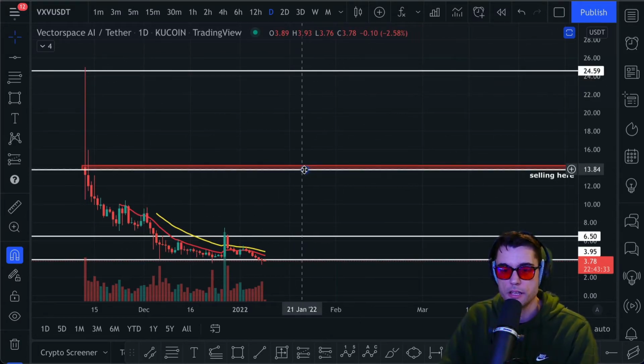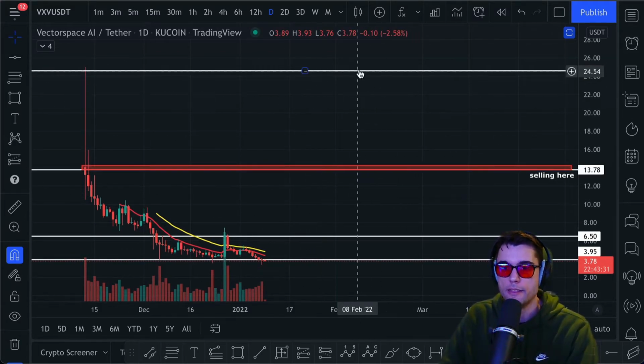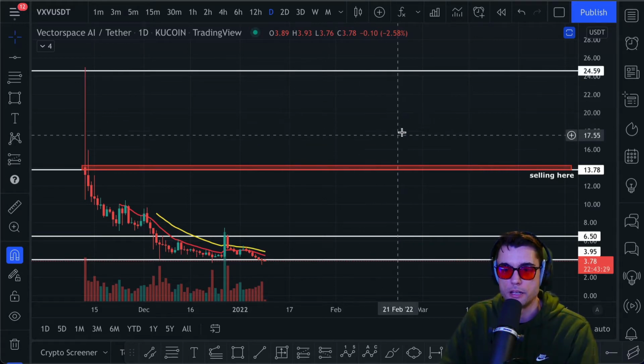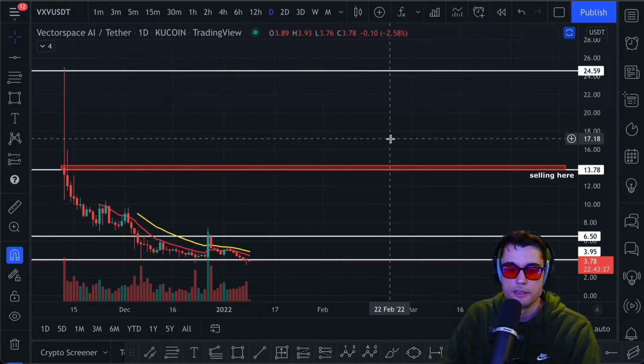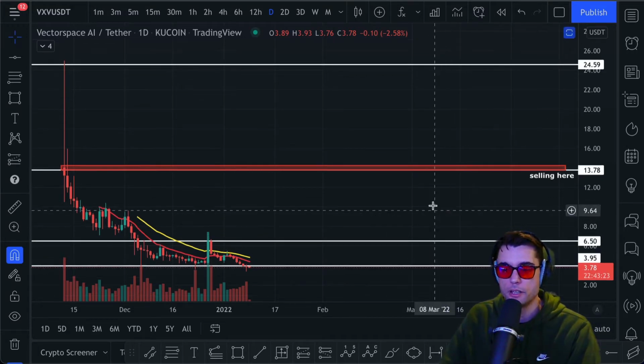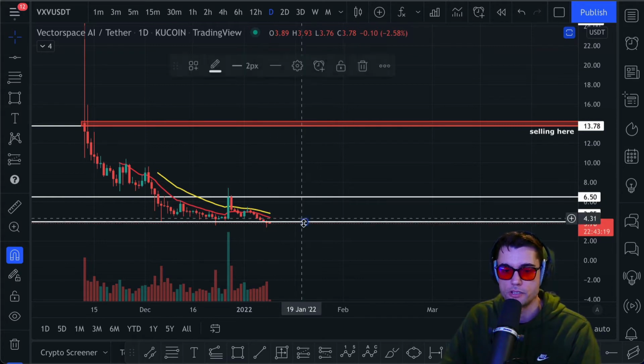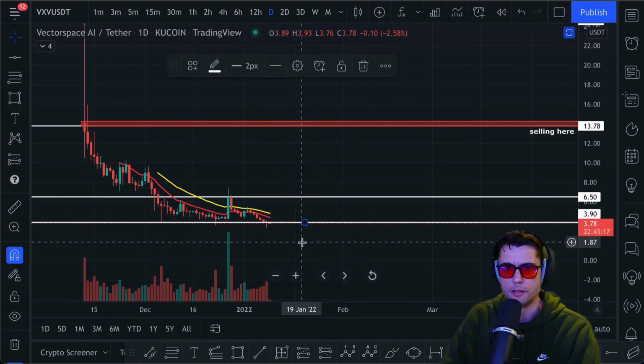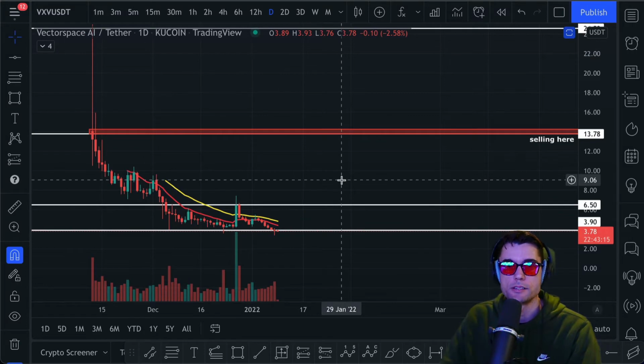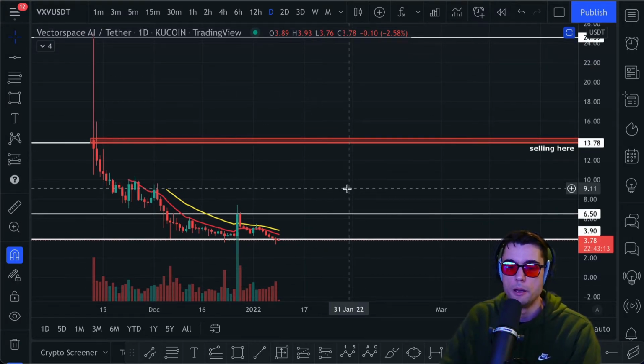But I'll probably sell it here, and I'll try to rebuy some here, and then I'll sell it here, and I'll definitely be rebuying it lower. So yeah, there's a couple plays with VXV, but I'm not really going to be selling. I'm not going to be selling it at a loss. I am at a loss right now with VXV because obviously it's at all-time lows. And if this doesn't work out, I'm going to lose a lot of money, but that's just the name of the game.